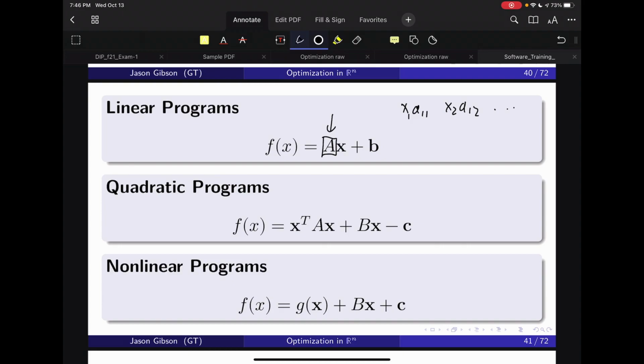So there's also quadratic programs, which takes on this form, where we have x transpose Ax. And there's also nonlinear programs, which we represent by another function like we have. So this could represent anything, any nonlinear function, and people will tend to write it this way.